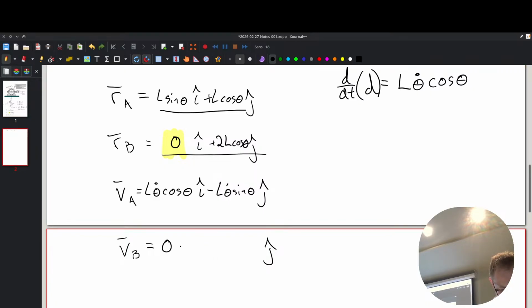And then down here, we still can only move up and down, so we're never going to have left-right velocity. That's good, the derivative of 0 is still 0. And then we have our 2L theta dot. I guess it's a negative, right? Times that sine theta.